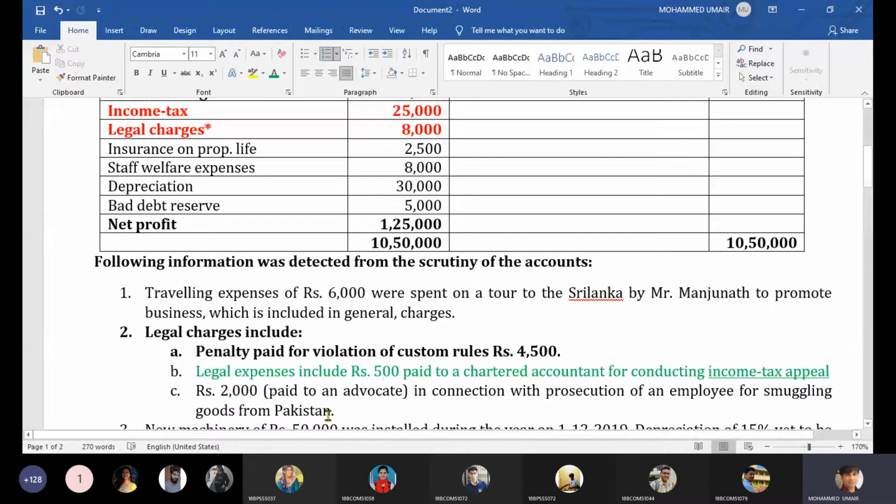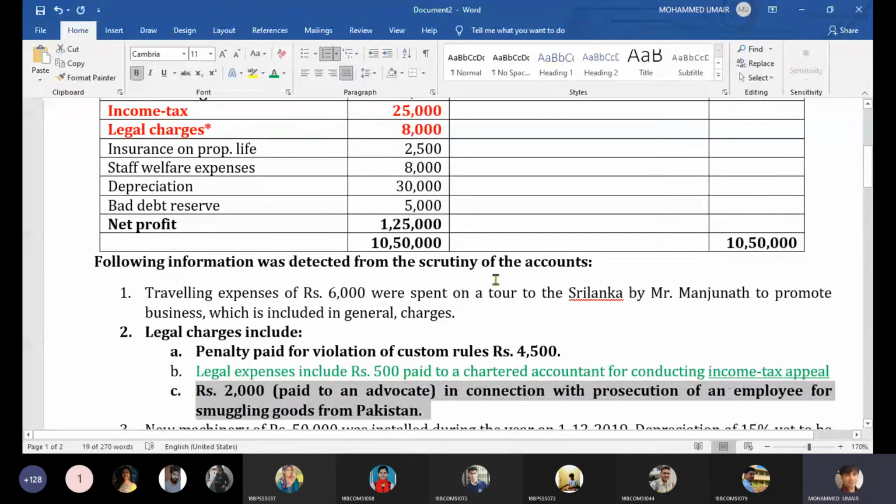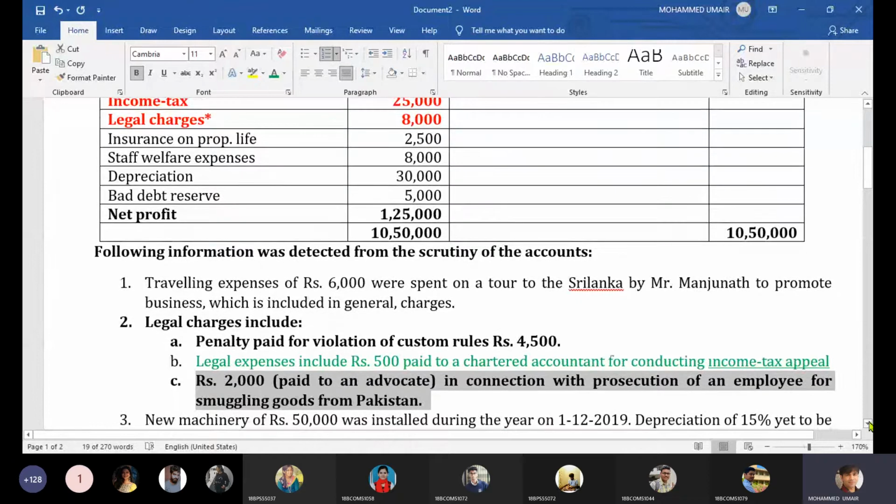Now the third one, 2000 paid to an advocate in connection with prosecution of an employee for smuggling goods from Pakistan. So there is an employee who works in his shop who is involved in smuggling, and since he's an employee and was smuggling goods, somehow to protect that employee, the assessee has appointed a lawyer, and this lawyer has defended the employee in getting a bail. So the assessee has spent 2,000 rupees for this. So is this expense allowed?